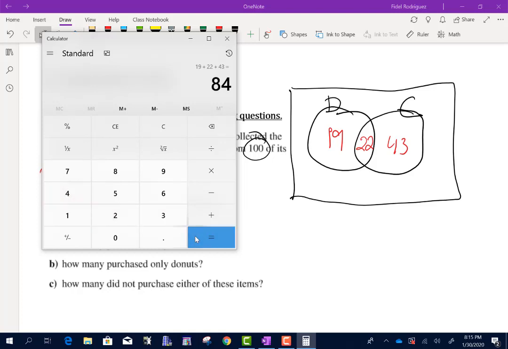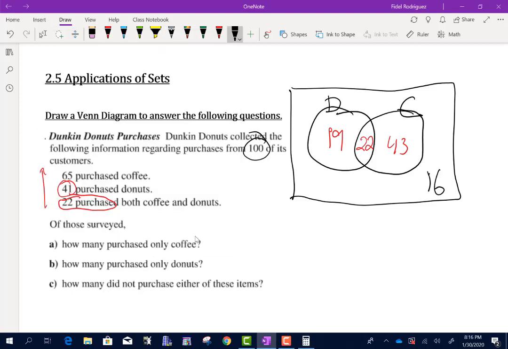Okay, well, if we had 100 customers, 84 of them are here. That means that 100 minus 84, that would be 16. There's 16 people that are going to be over here. They didn't buy a donut. They didn't buy coffee. They went to Dunkin' Donuts, but they didn't buy those things. They might have bought something else, okay?